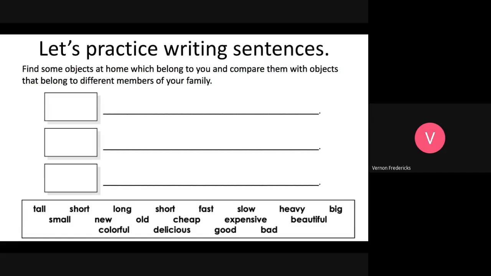Okay, students, let me give you a couple of examples. Your bedroom: my bedroom is bigger than my brother's bedroom. My bedroom is smaller than my brother's bedroom. My bedroom is more beautiful than my sister's bedroom. My bedroom is more colorful than my brother's bedroom. My bedroom is better than my friend's bedroom, or my bedroom is worse than my parents' bedroom, or smaller, or bigger.